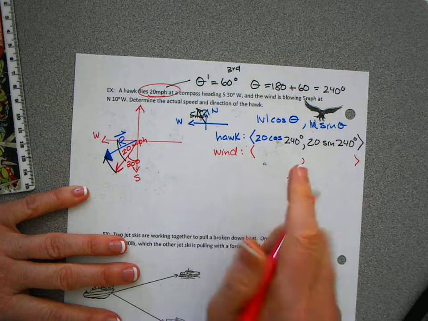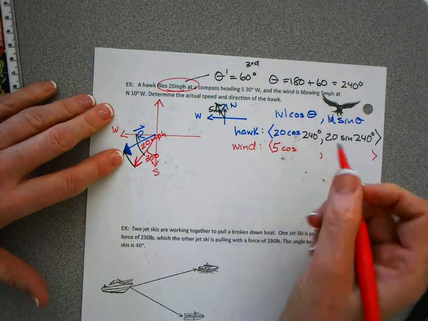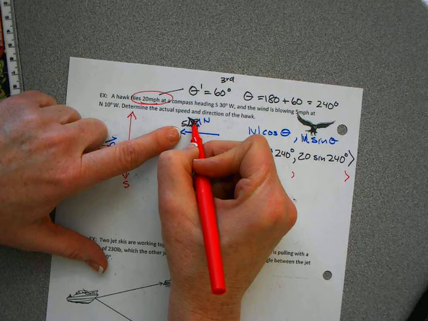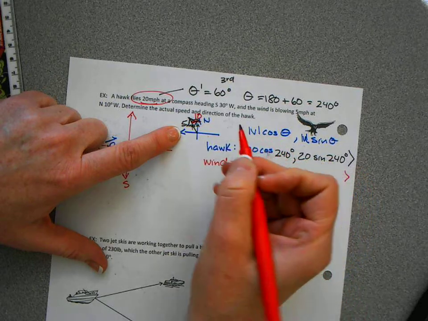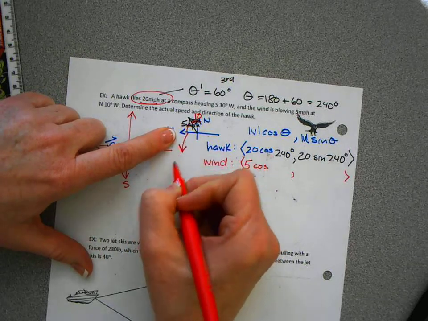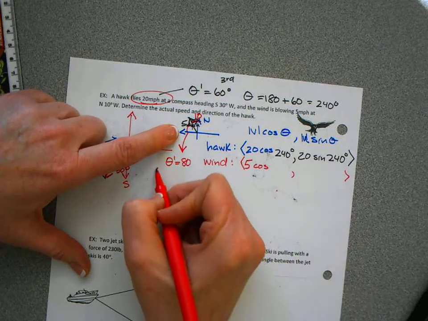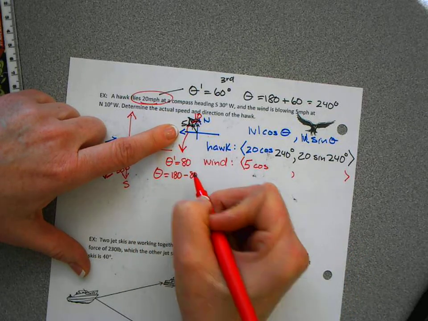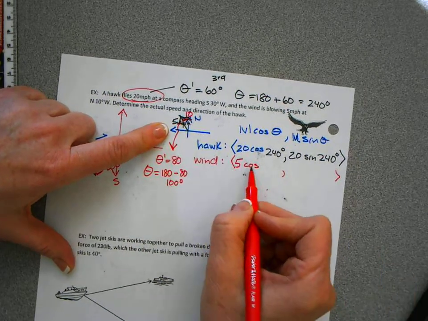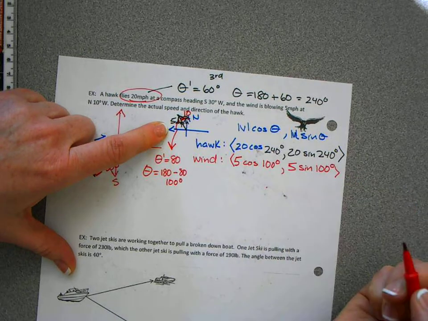So the wind is blowing at 5 miles per hour. Cos theta for the wind. Well, the wind was this vector right here. We said 10 degrees west of north was 10. So theta prime for the wind is 80 degrees. In the second quadrant, theta equals 180 minus theta prime. So theta is 100 degrees. So 5 cosine 100 degrees and 5 sine 100 degrees.